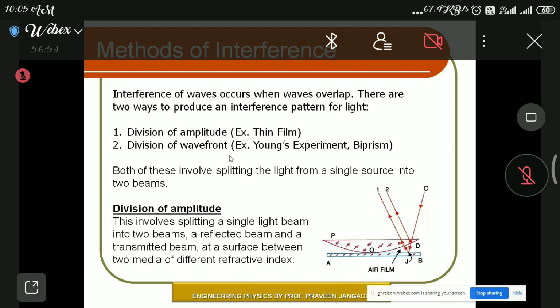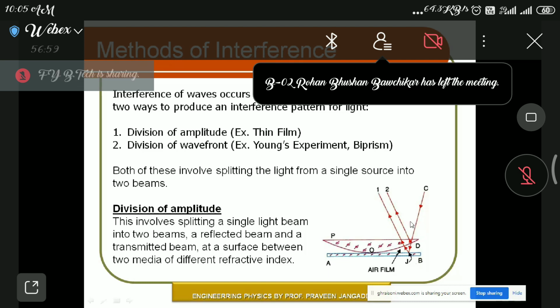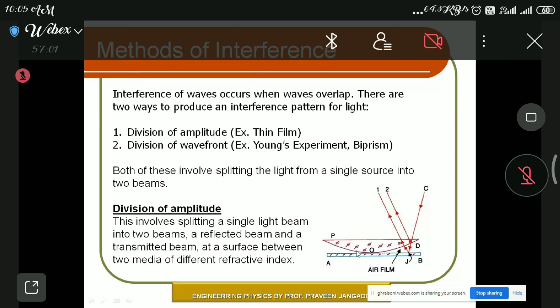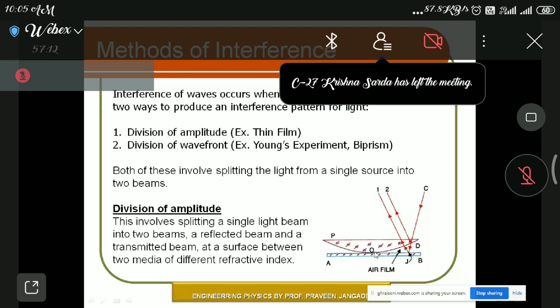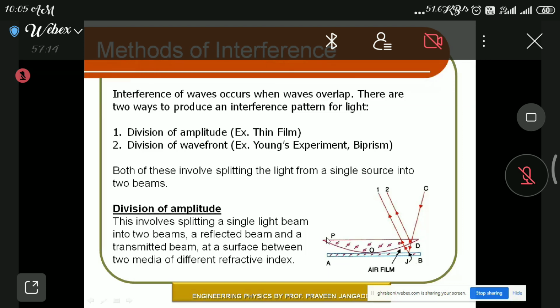interference. Look at the diagram here. The diagram shows a plain glass plate at the bottom, that is AB, and above this glass plate there is a plano convex lens. Why is it called a plano convex lens? You can see here one surface is plane and the convex part is at the other end.